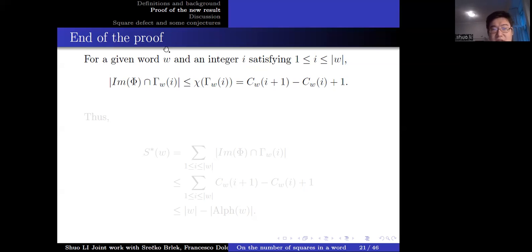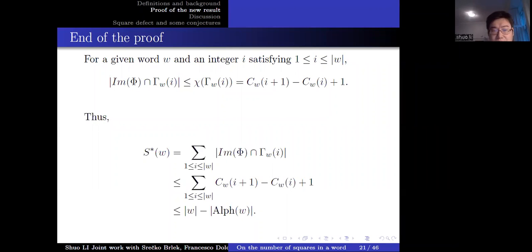And if we sum up all these inequalities for all i's from 1 to the length of w, then on the left-hand side, we will get exactly the total number of distinct non-empty squares appearing in W. And on the right-hand side, we will have the length of W minus the size of its alphabet. So the proof is completed.